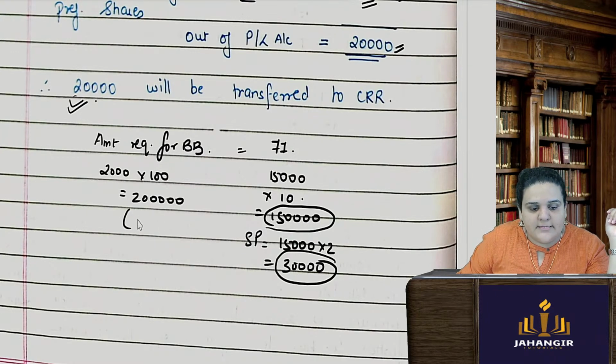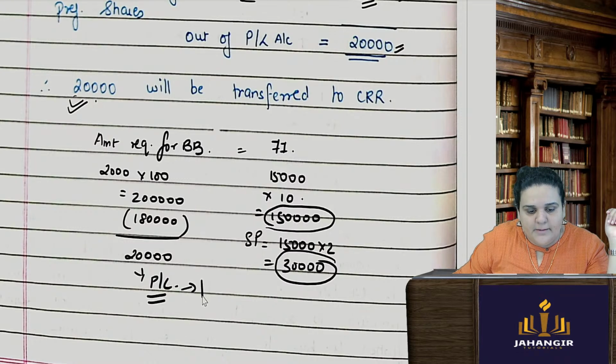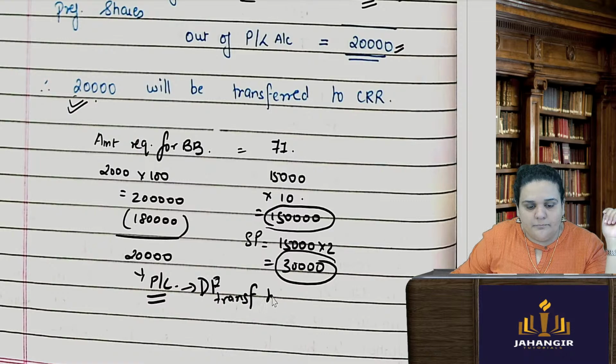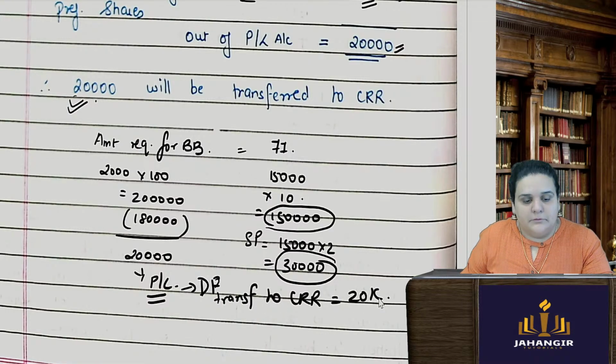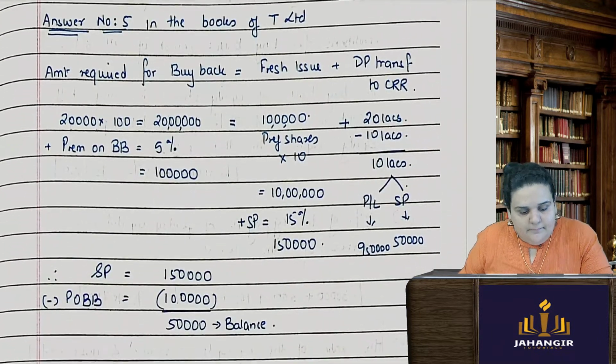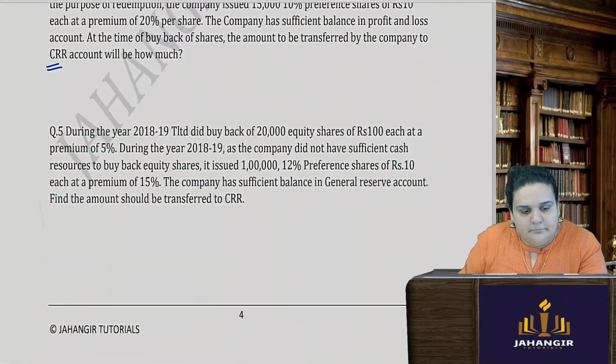Okay, so from 2 lakhs I subtracted 1,80,000. Only now the remaining 20,000 I will use from my P&L. So since I am using a divisible profit, DP transferred to CRR will be equal to 20,000. Okay. Now the next sum.